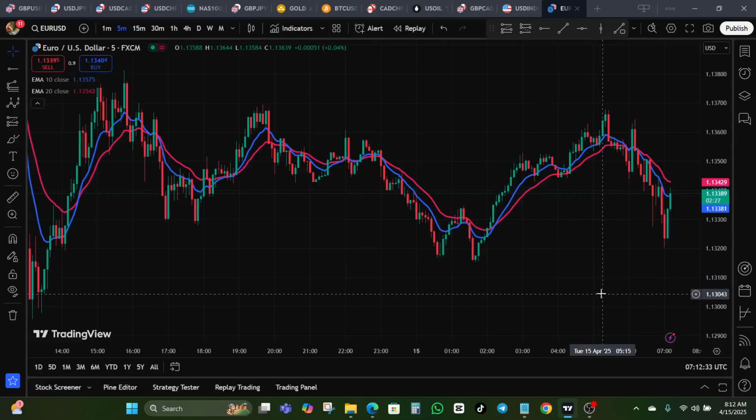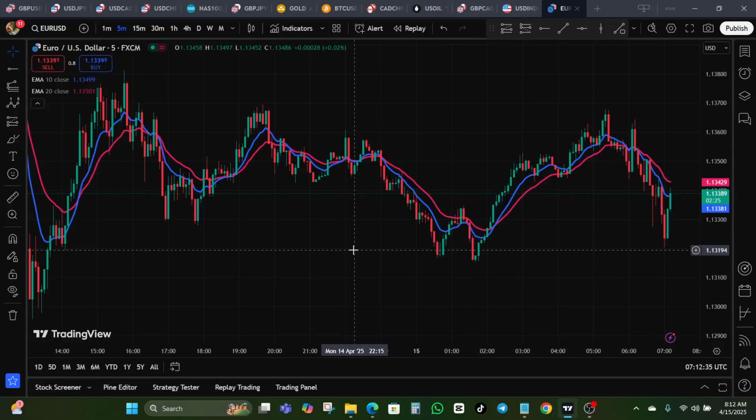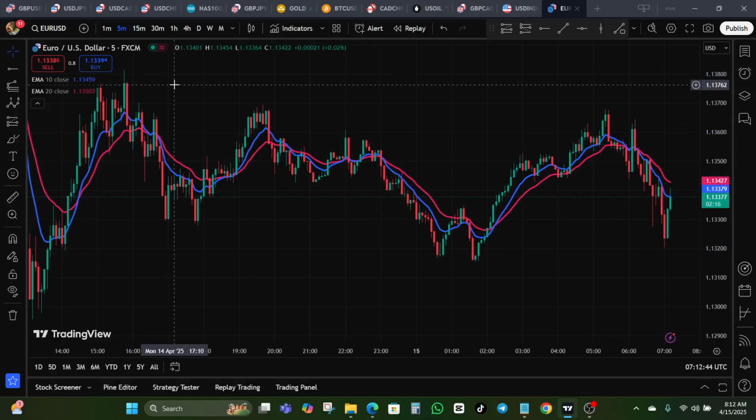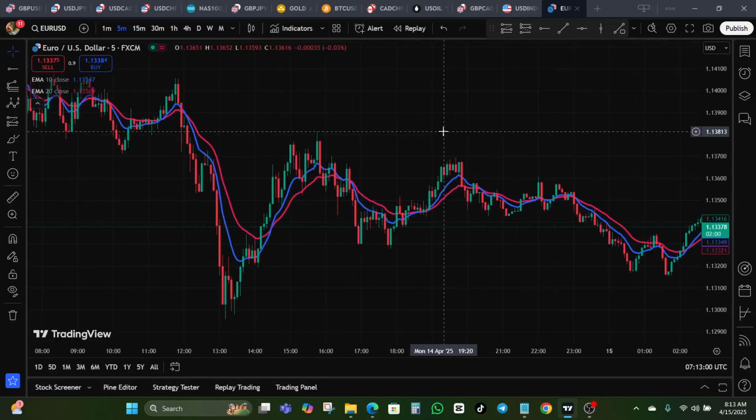Now, obviously, if you are using the 10 and the 20 period EMAs, you are likely a scalper, right? Now, this strategy works across the board. One powerful way to use this is you wait for crossovers. Basically, it's crossover signals.